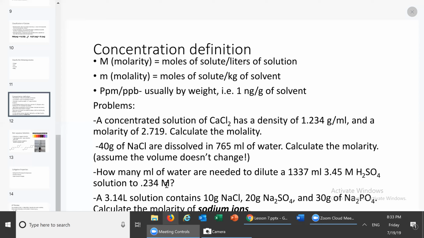Now, how do we find the number of moles? Can someone tell me how to find the number of moles in this situation? What should we do with the numbers we're given? Number of moles.